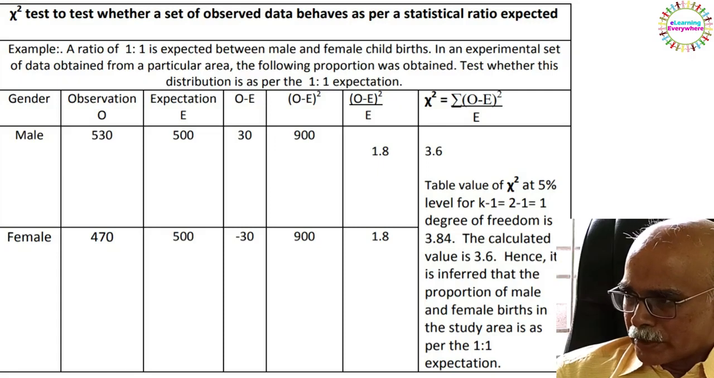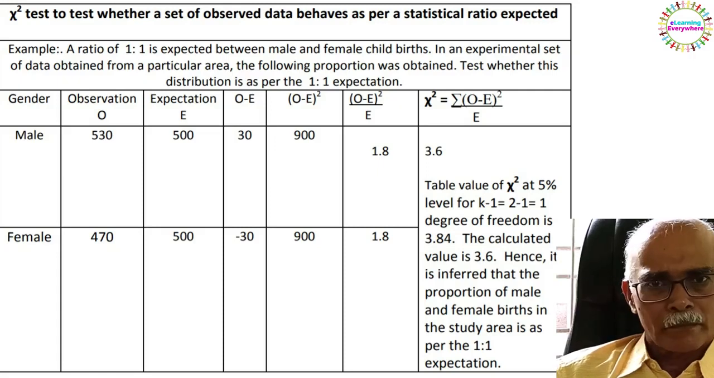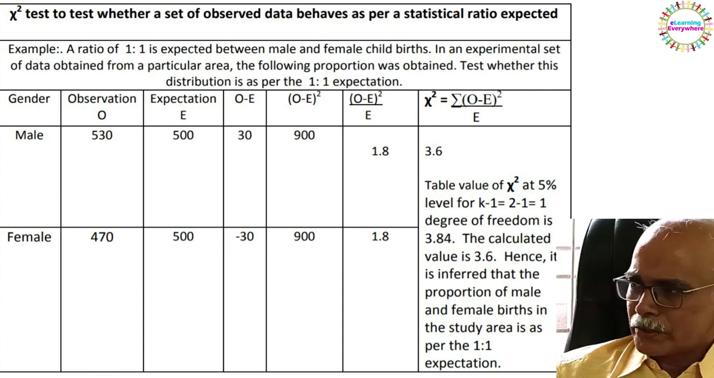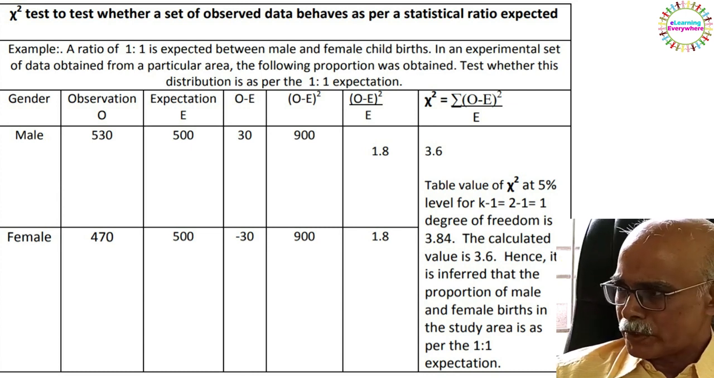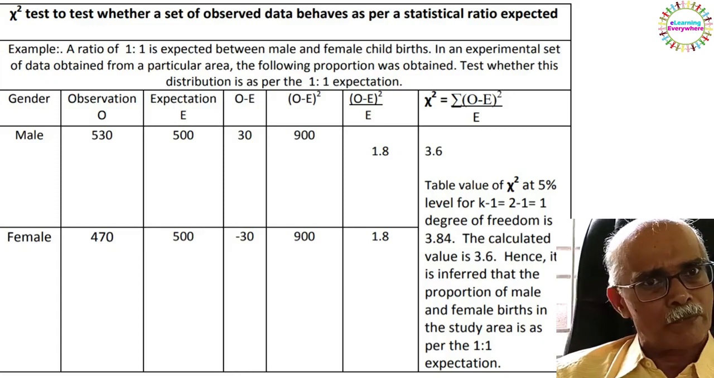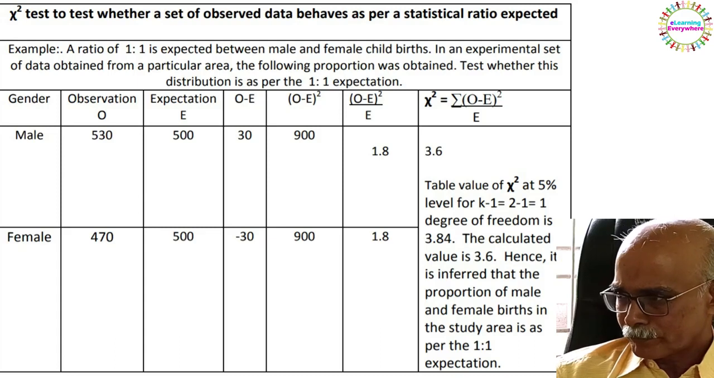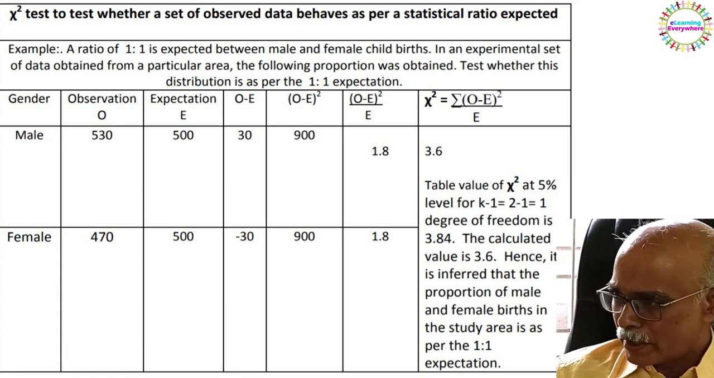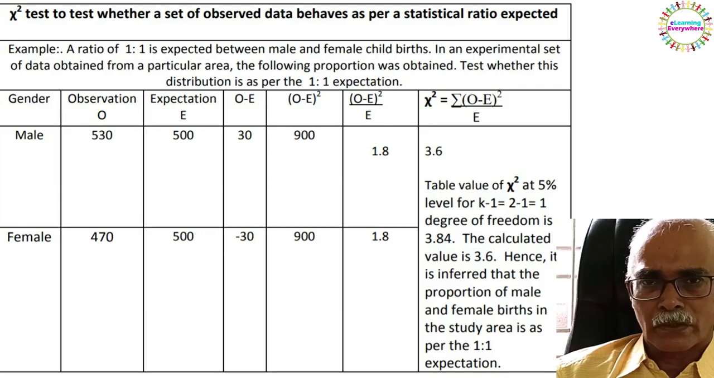And in the second case, it is 470 minus 500, which is minus 30. And since you are taking (O minus E) all squared, when you square both these values, both of them will become positive. So (O minus E) all squared is to be found out, and in the first case it is the square of 30, which is 900, and in the second case also it is 900.